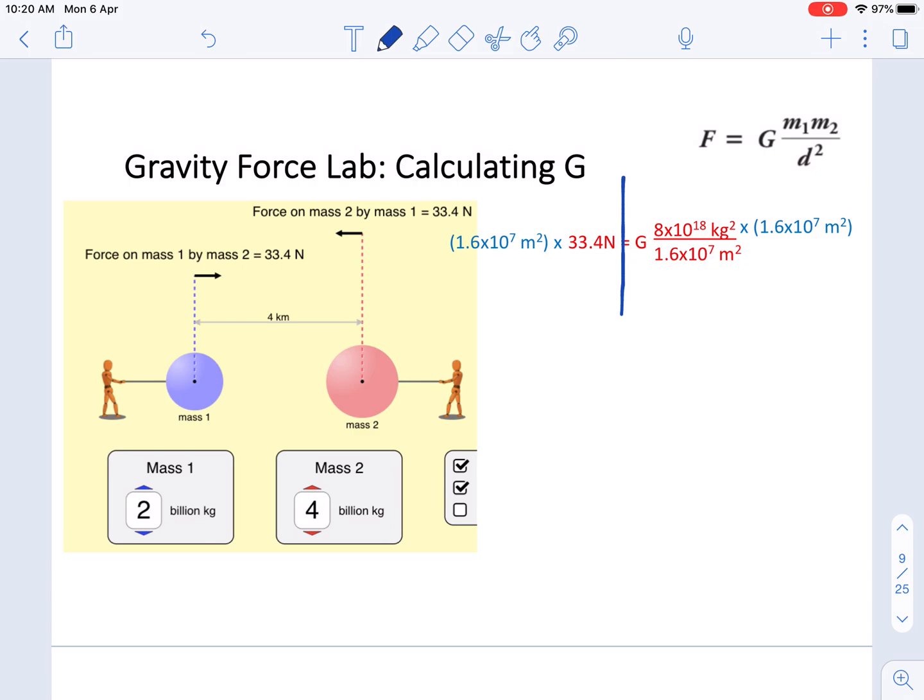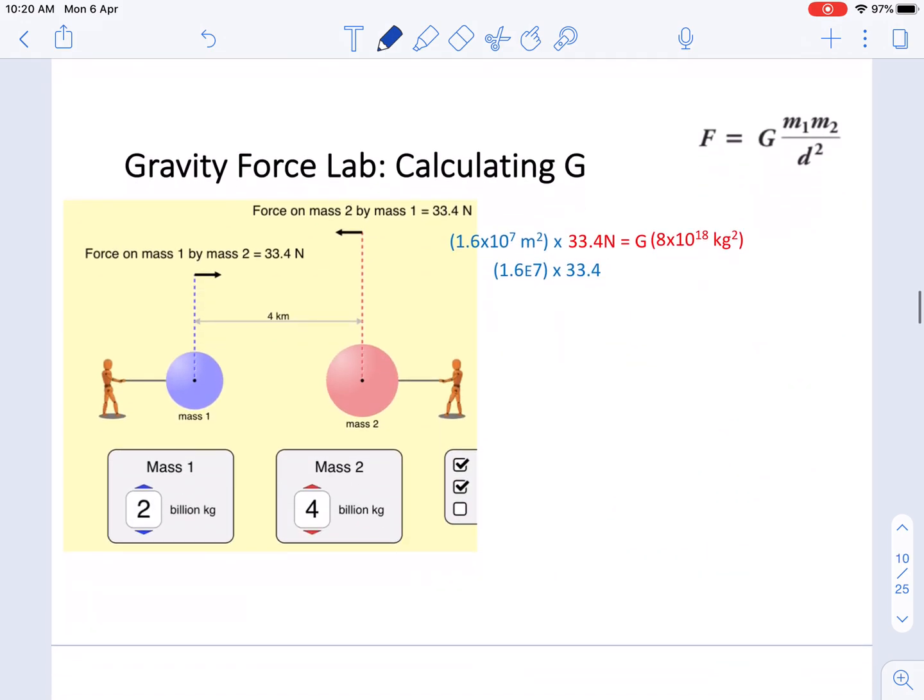On this side, you'll see that 1.67 and 1.67 will cancel out, right? If you divide one by the other, you get 1. And meters squared will also cancel each other out. So now we've just got g times 8 times 10 to the 18th left over. On this side, I've got to solve this. I've got to get the product, multiply these two numbers by each other. If you type that into the calculator, it's 1.67 times 33.4. Again, you can see we've simplified that side there.